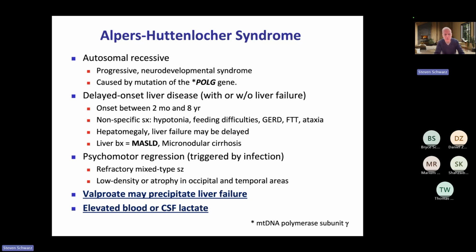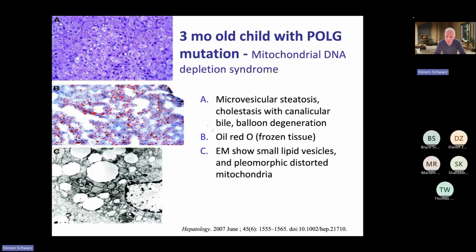This is a 3-month-old child with a POLG mutation, the Alpers syndrome. And as you can see here, microvesicular steatosis. Here's the oil red O stain. And here's the EM showing the small lipid vesicles. Again, here's the reference for you. As in all of these mitochondrial respiratory chain disorders, the typical histopathologic finding, aside from cirrhosis, is going to be steatosis.